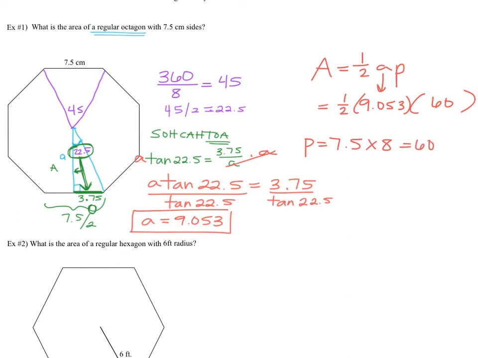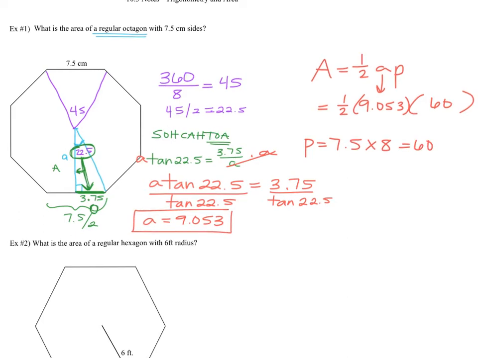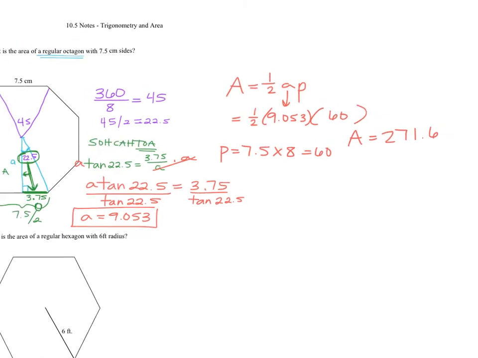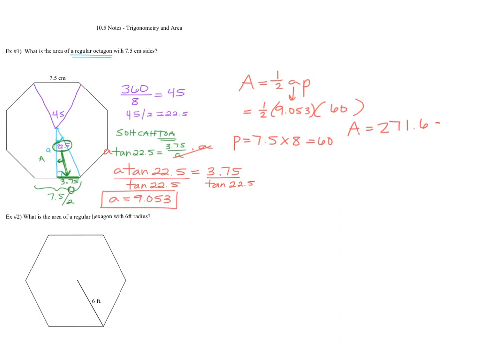Okay, so you plug this into your calculator and you get my area is 1/2 times 9.053 times 60. So to the nearest tenth, we would say 271.6. And then don't forget to label it square centimeters.